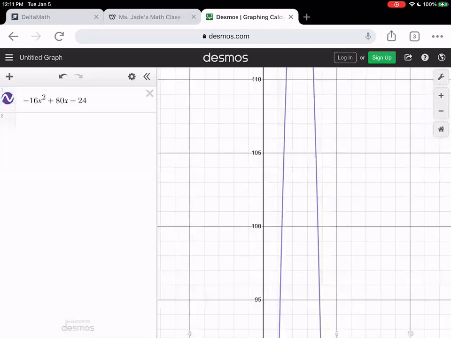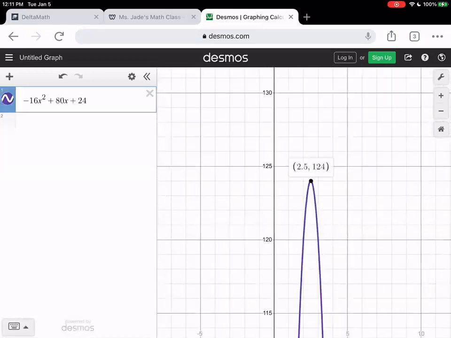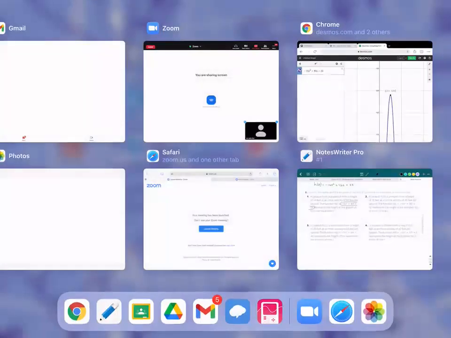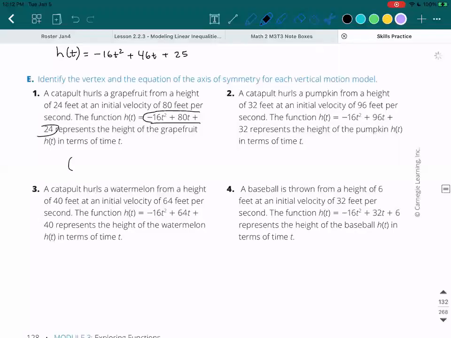Now let me scroll to the top of this. There you go. So it's 2.5, comma 124. That is our maximum. It's our vertex, the bendy part of the parabola. So it's 2.5, 124. This is our vertex.